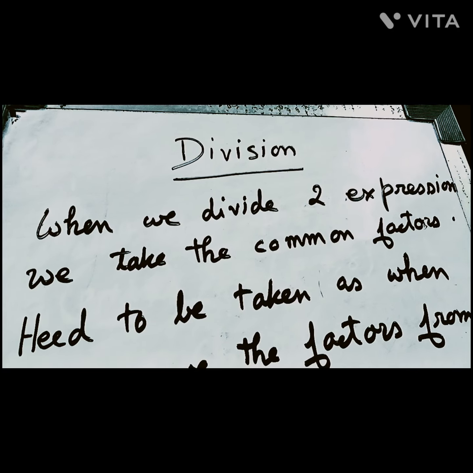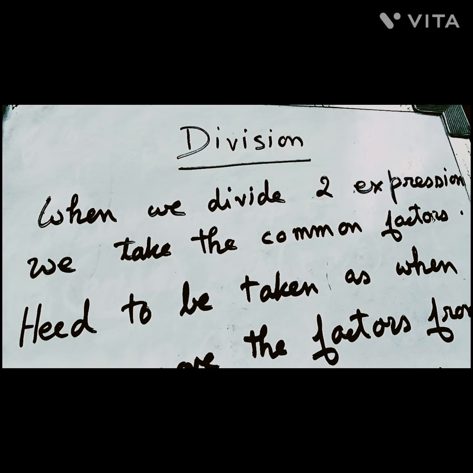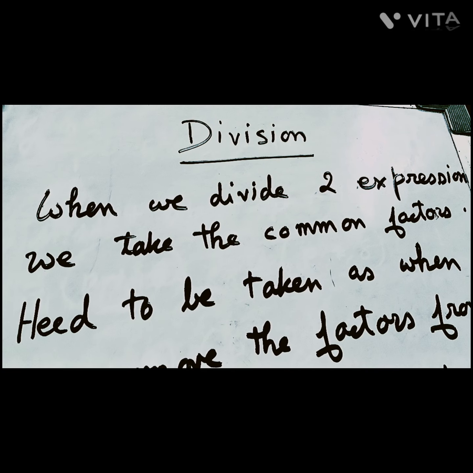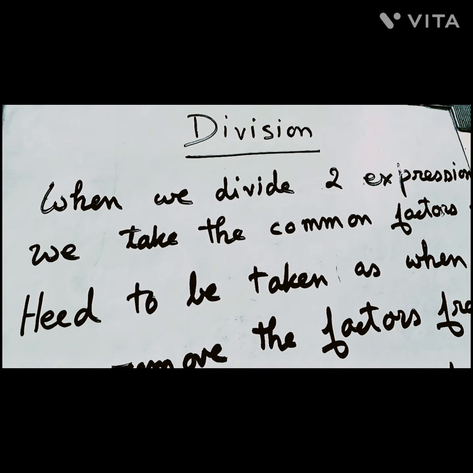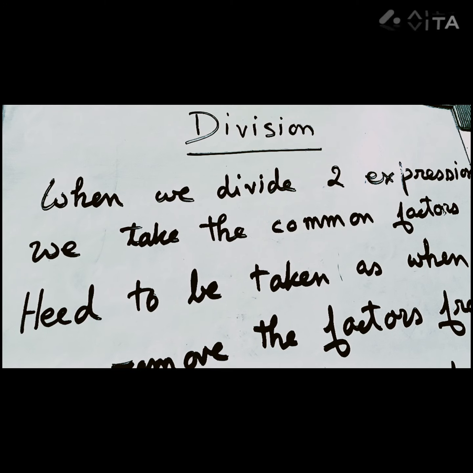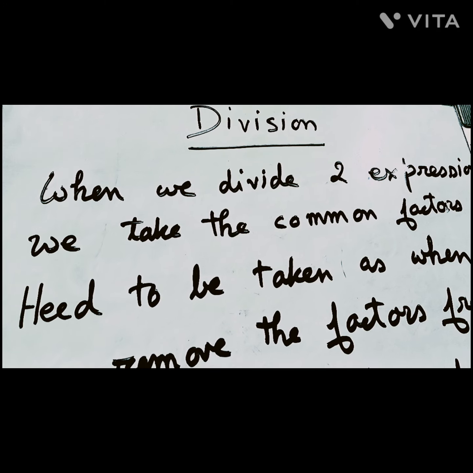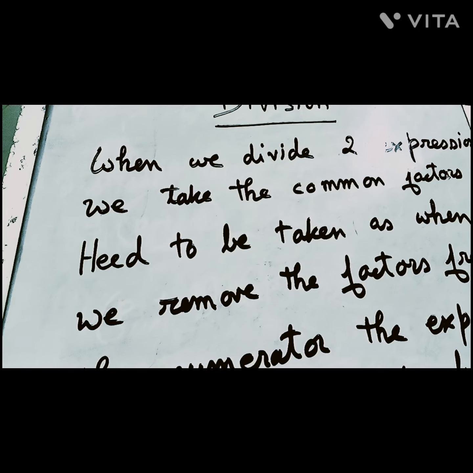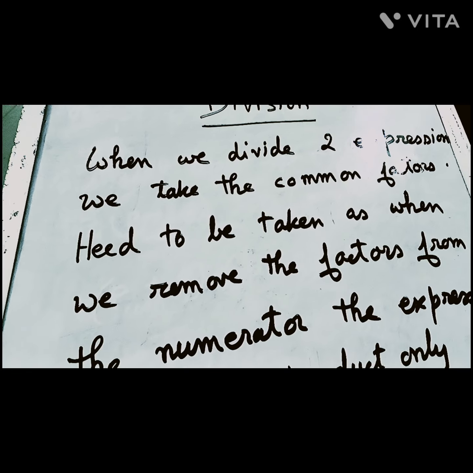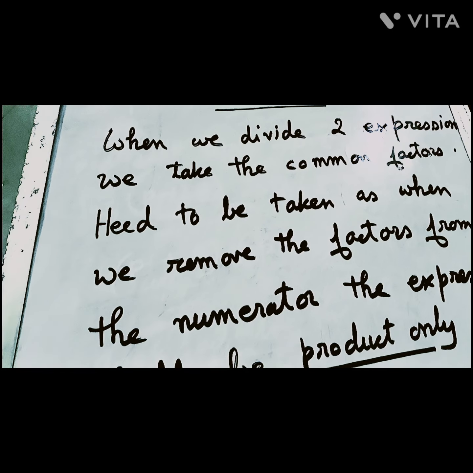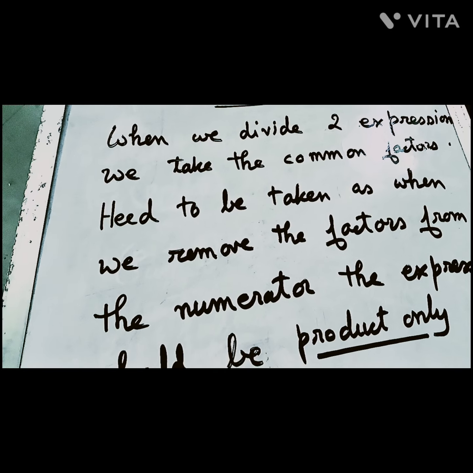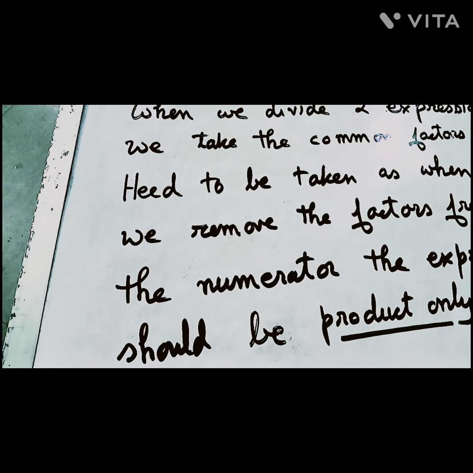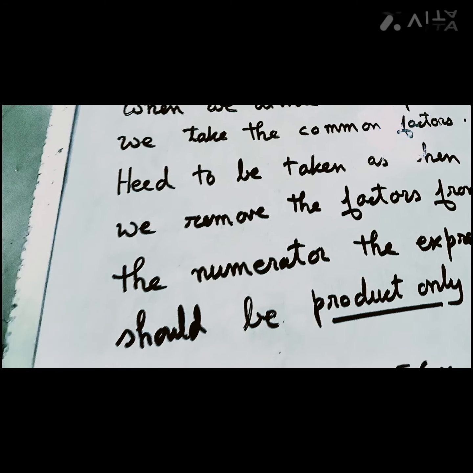So we have already reached the last leg of factorization. If you have understood till here, you are halfway through. The last topic is division. This is basically the summation of all the knowledge you have gathered so far. When we divide two expressions, we take the common factors. Care must be taken that when we remove factors from the numerator and denominator, the expressions should be products only. So no summation, no subtraction can be cut or removed. Let's understand with the help of an example.